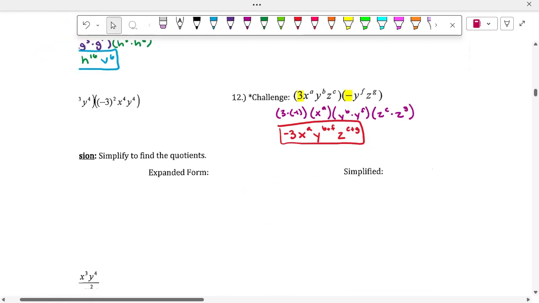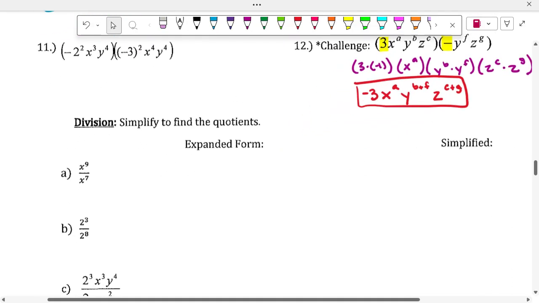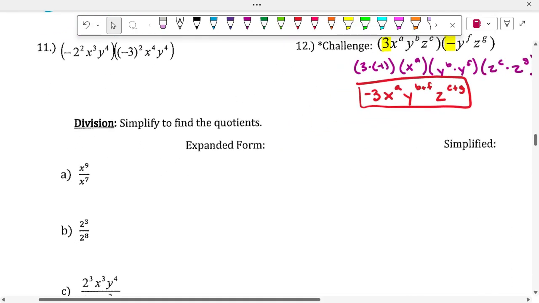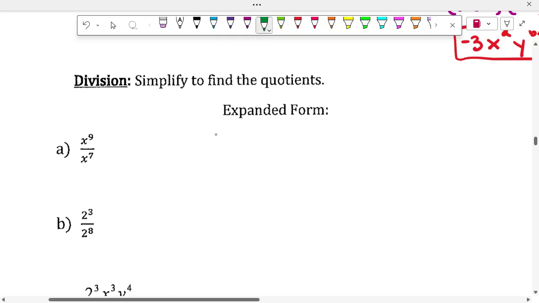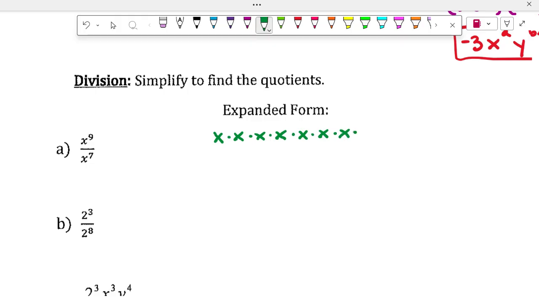Now, here's the one that most people hate, the quotient rule. So the easiest way to explain quotient rule is to just do expanded form first and then simplify. So x to the 9th, how many x's is that? 9. So I'm going to do 9 x's. All right, so that's 9 x's, all over x to the 7th, how many x's? 7.